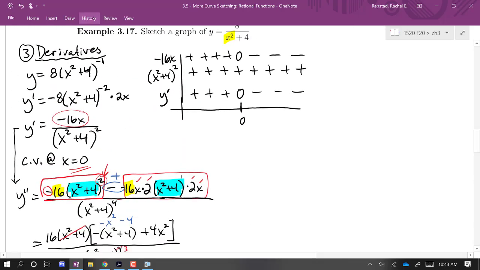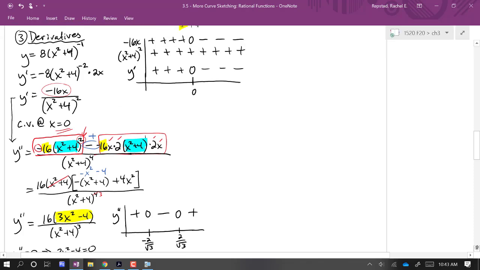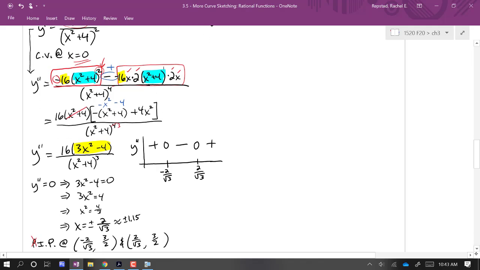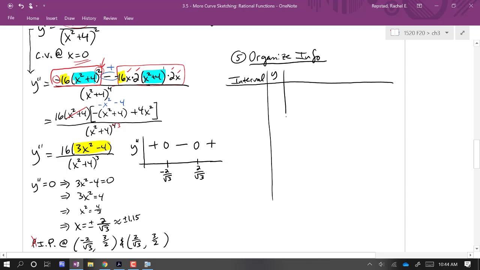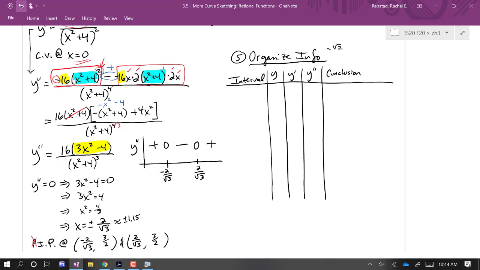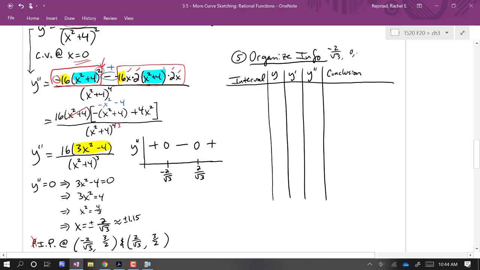Okay, now let's organize all this information into a table. I'm going to zoom out a little bit just to give myself some space. Now, our points of interest, the critical value and these two inflection point values, are at negative 2 over root 3, 0, and positive 2 over root 3. I'm going to use those three values to cut up the real number line here.